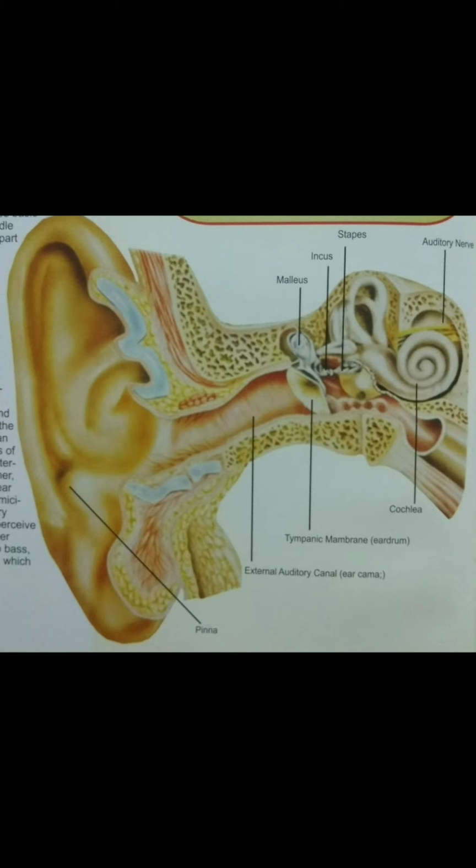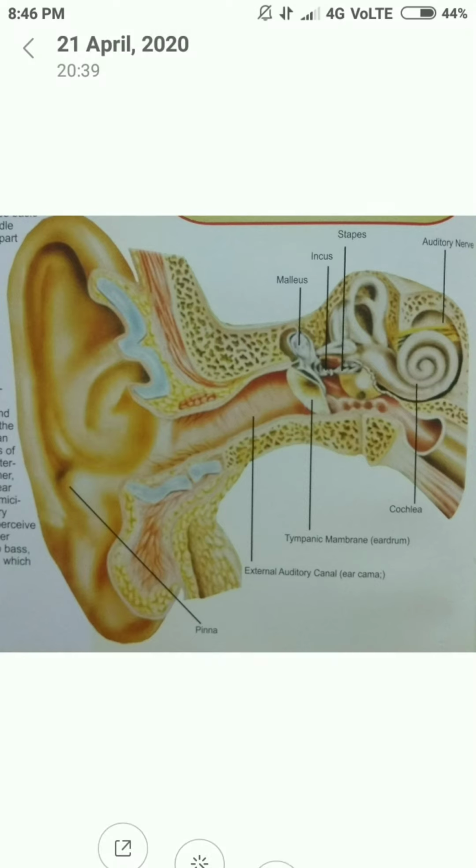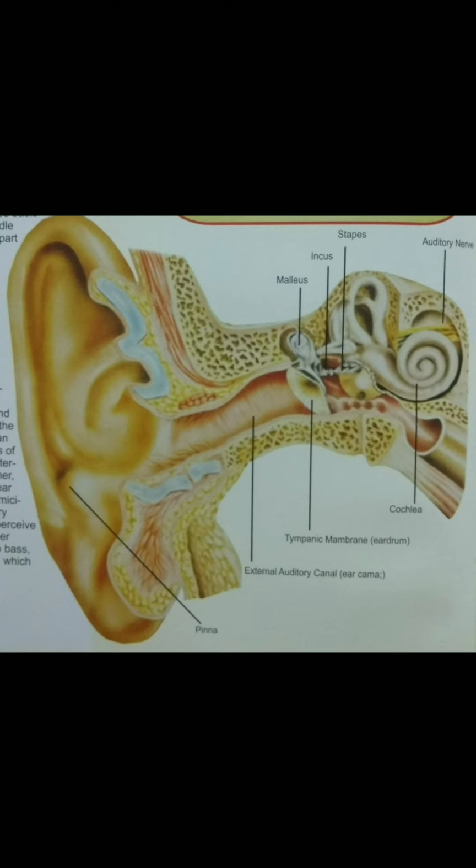This is the structure of the human ear. So this human ear consists of three parts: outer ear, middle ear and inner ear. Outer ear is also called the pinna. That pinna is visible from outside. The function of the pinna is collection of sound waves. If there is no pinna, then the person will not be able to hear because the sound waves will not be collected. So the outer ear or pinna is mainly responsible for collection of sound waves.